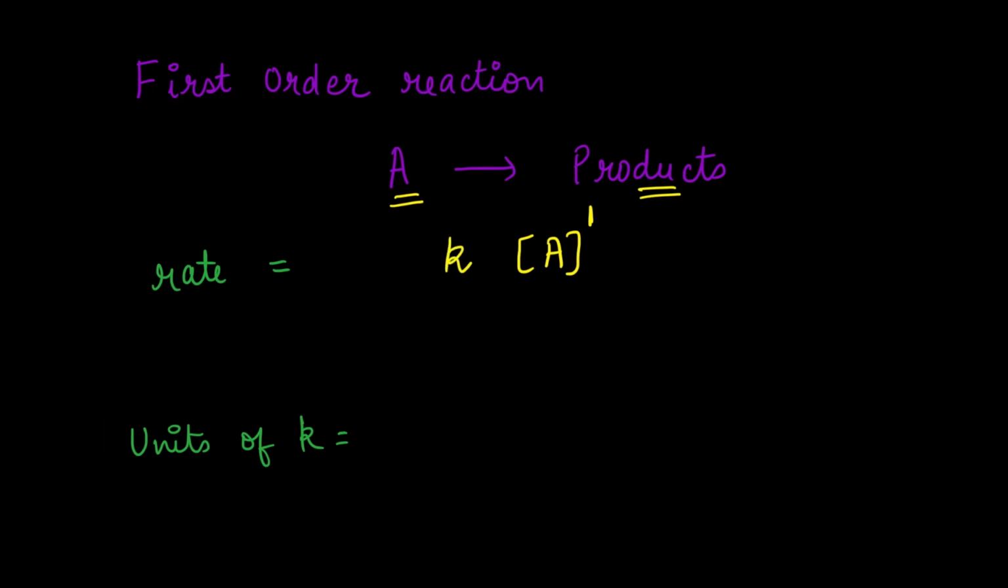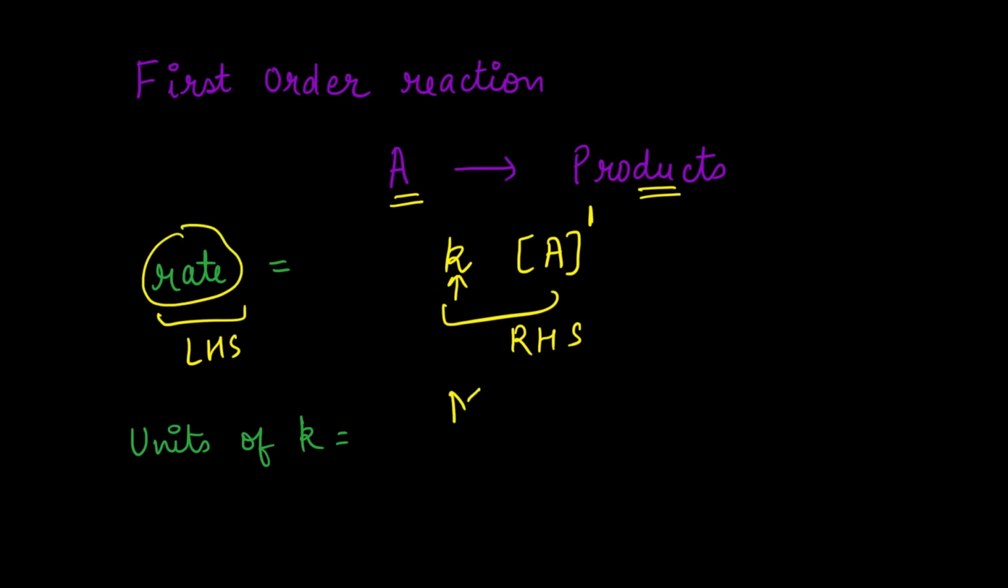Now let's understand what is the unit for this rate constant. As I always mention, the left hand side unit should be equal to right hand side unit. So what is the unit for this rate? So the unit of rate is molars per second. And we want to know the units for this rate constant, and we know that the concentration of A is having the unit molars. So in order to have left hand term equating to right hand term, what should be the unit of this K?